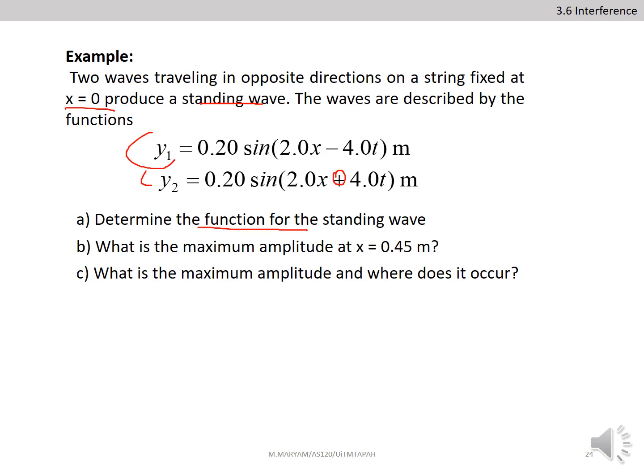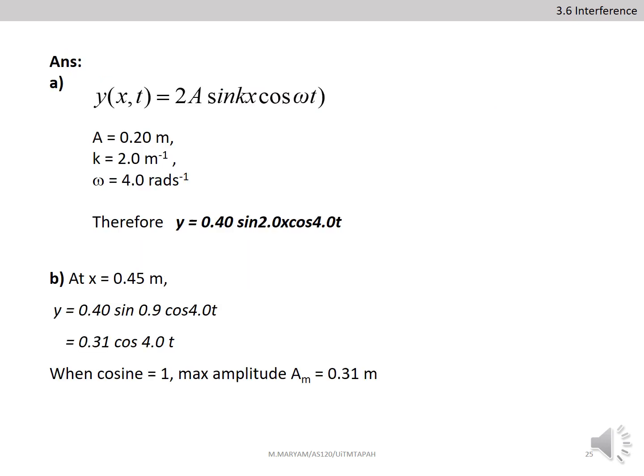First one, A. Determine the function for the standing wave. So the question asks for the function. Recall from the slide the general equation for the standing wave, which is y equal to 2A sin kx cos omega t. Right, let's have a look at the solution. For that, we proceed with B first: what is the maximum amplitude at x equal to 0.45? C, what is the maximum amplitude and where does it occur?